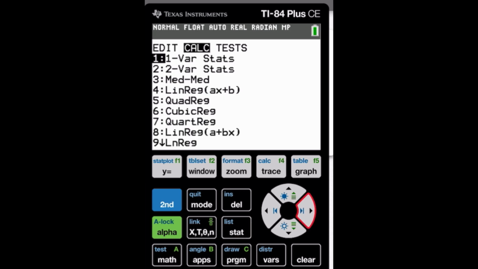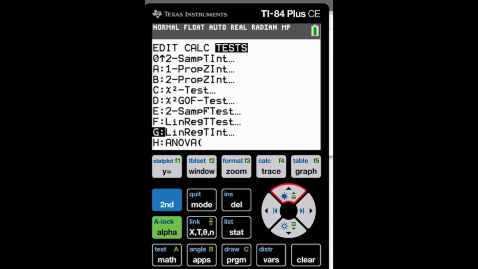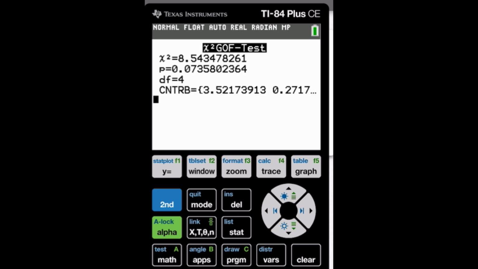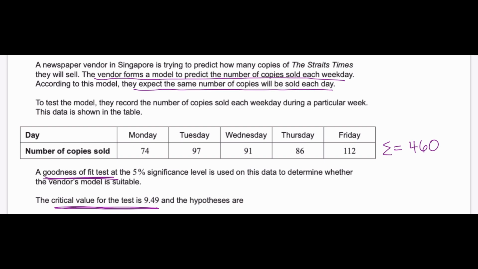You're going to go to stat, test. This time you go up because it's shorter. And you're going to find the chi-square goodness of fit test. Press enter. The observed values are in list 1. The expected values are in list 2. The degrees of freedom, remember we said, is 4 and calculate. So from here, we're able to get not only our chi-square calculated value of about 8.54, we also have our p-value of about 0.07358. Because they have given you the critical value, you can compare that to the calculated value, or you can just do p-value versus significance level. Either way, you're going to reach the same conclusion.